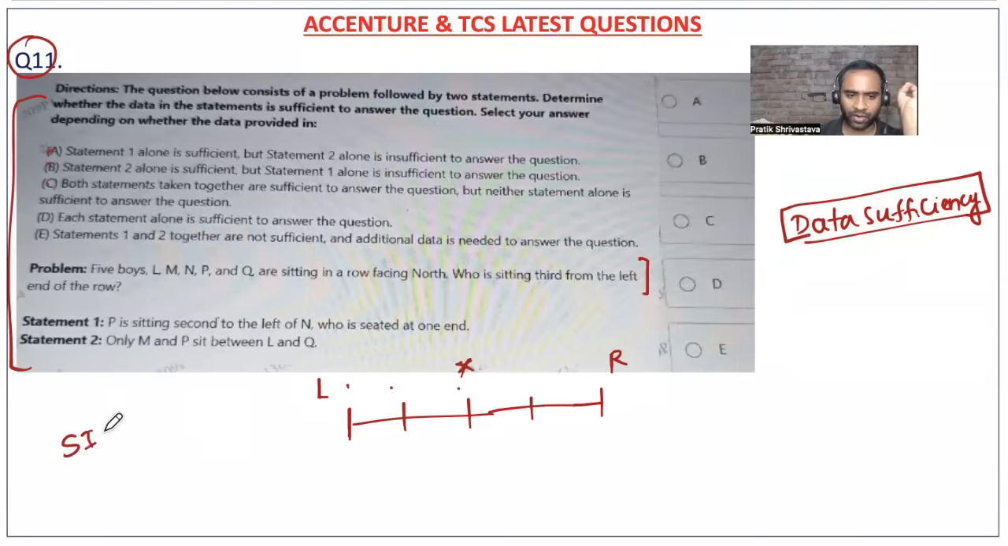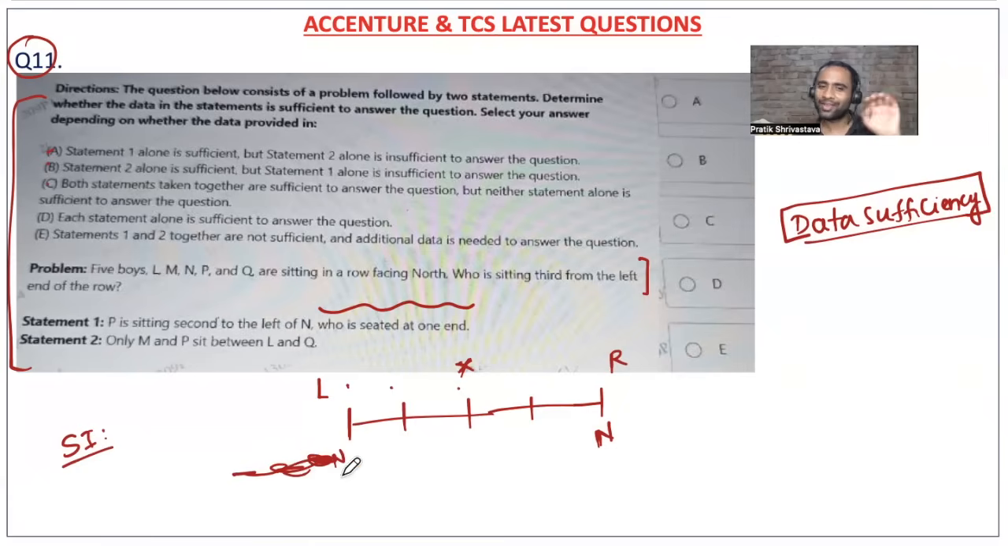Now let us take statement 1. P is sitting second to the left of N, who is seated at one end. Definitely I could put N here, because if you put N at the other end, then P will be first left and second left, which means P would come here, but there are only 5 people, so we cannot put it here. So N is sitting here and P will sit here. N will be sitting at the right end. Now, can you tell who is sitting third from the left side? Yes, we can say P. So statement 1 alone is sufficient.